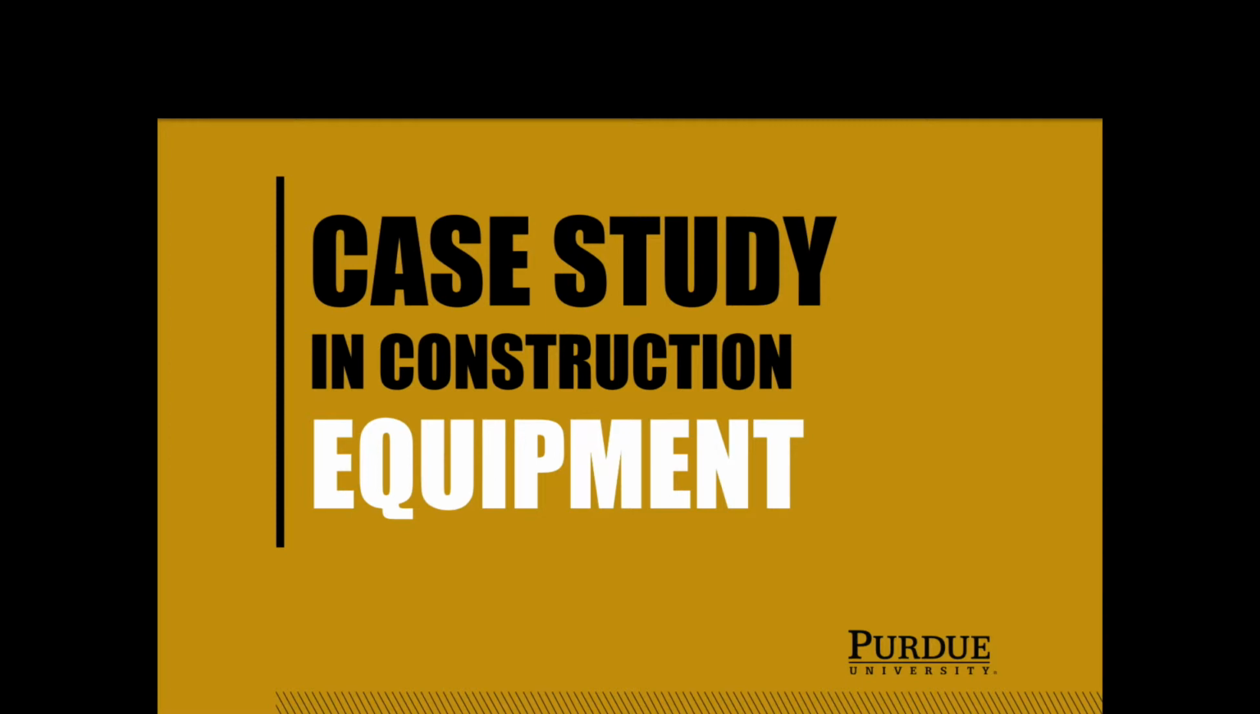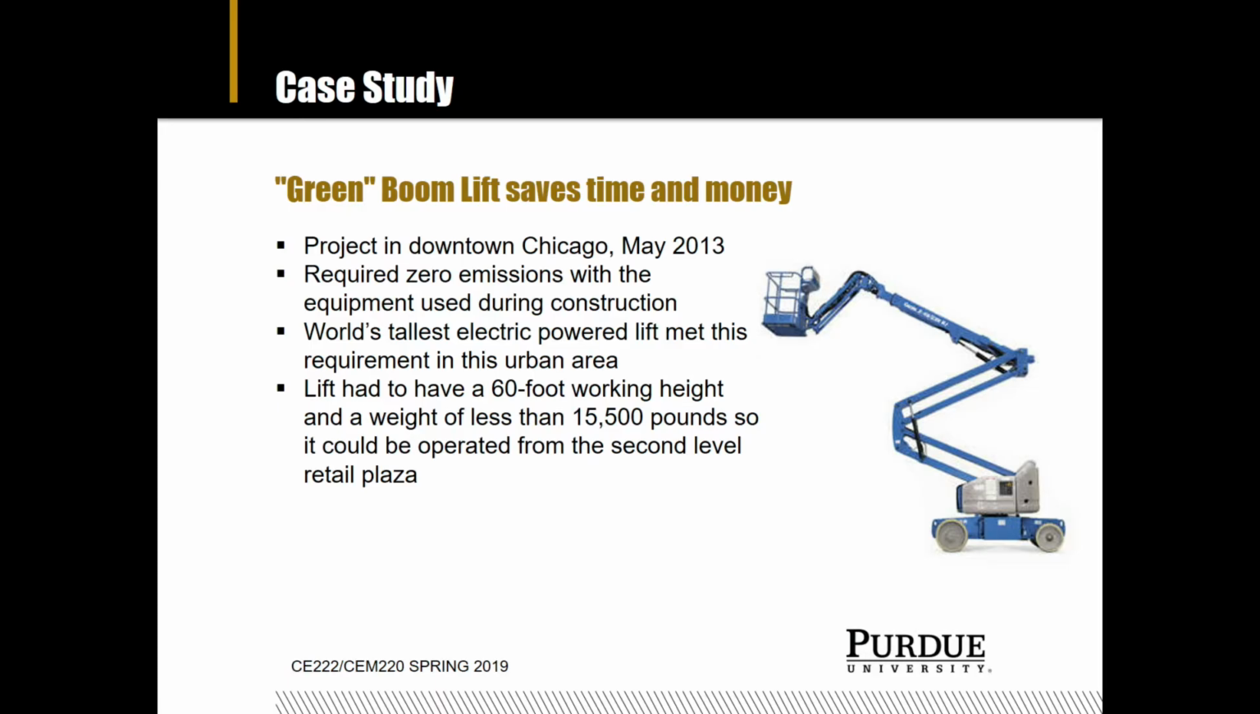Here we have a case study in construction equipment. Here we have a green boom lift that helps save time and money. This project is in downtown Chicago, and it was in May 2013. The project required zero emissions with the equipment that was used during the construction, and the world's tallest electric powered lift met this requirement in the urban area of Chicago.